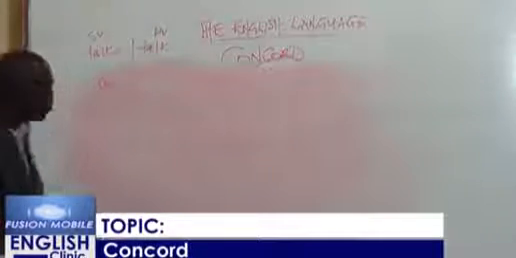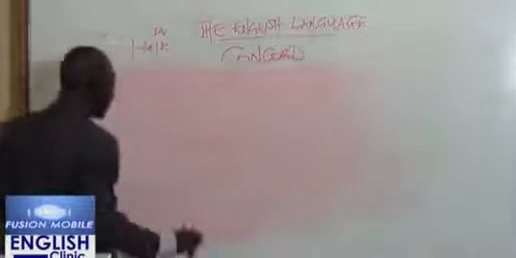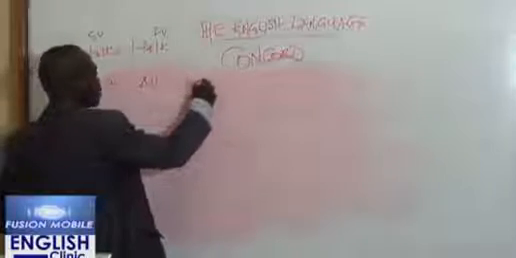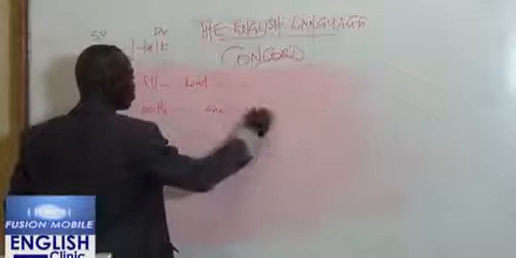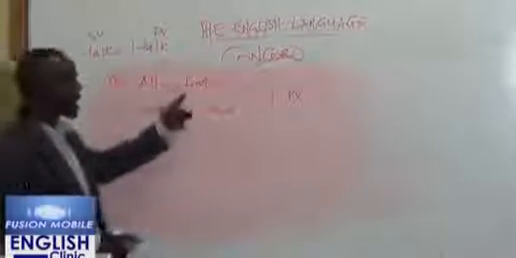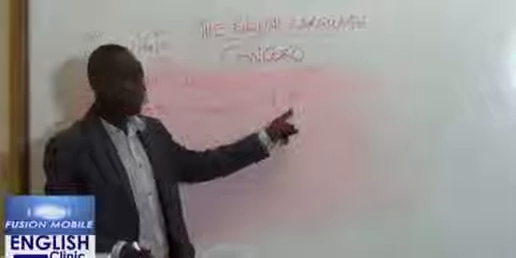Let's go to rule number 13. Now, what is rule number 13? When we have expressions such as all dash but dash, or we have both dash and dash, the verb here must be a plural verb. Whenever we have all dash but dash, both dash and dash, the verb must be plural. Let's look at some examples.